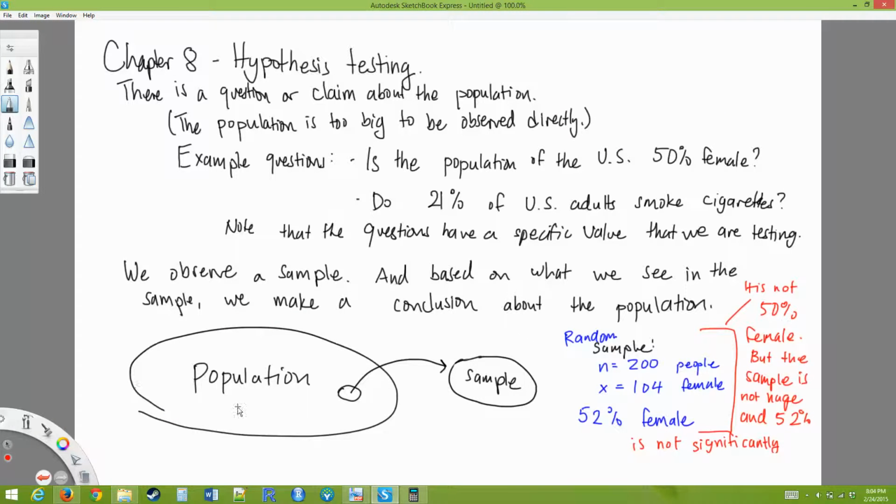Professor? Yeah. What does it say after the sample is not? Hang on. Is not huge. Is not huge, okay? Significantly.